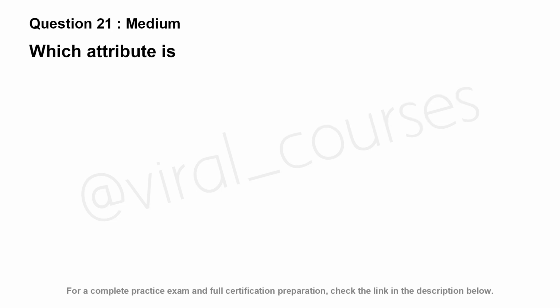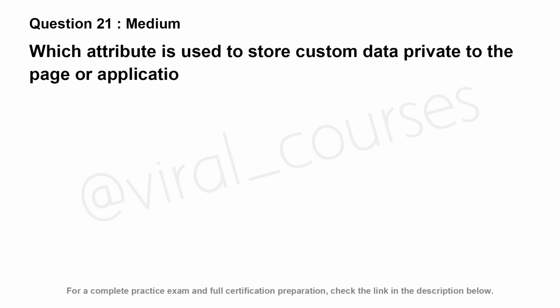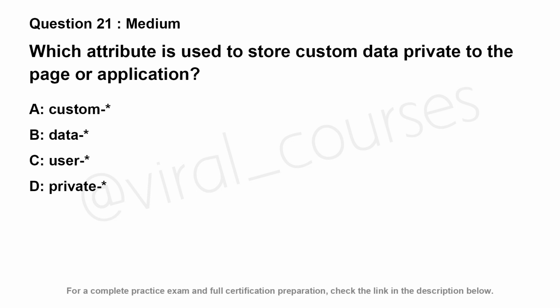Which attribute is used to store custom data private to the page or application? Option A, custom-*. Option B, data-*. Option C, user-*. Option D, private.